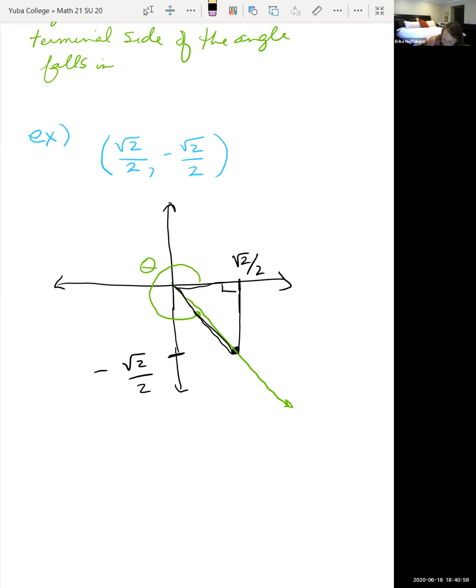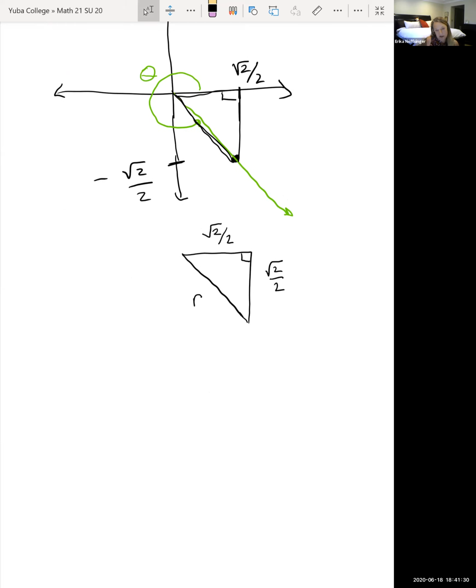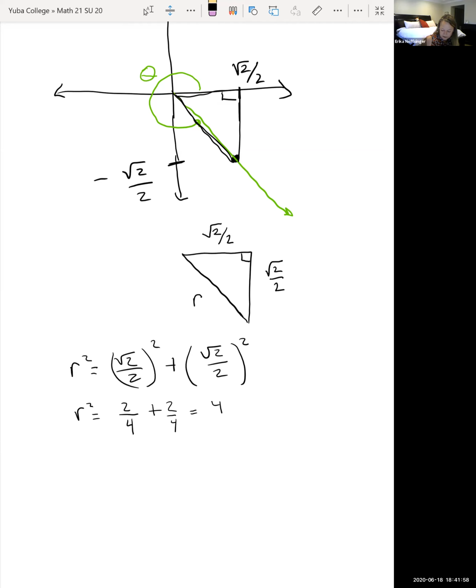Okay, so that triangle that we're looking at, we know the length of the upper side is root 2 over 2. We know this side is also root 2 over 2. And so we want to figure out what the hypotenuse is. You'll notice that they call this r in the book. So again, Pythagorean theorem. We know r squared is equal to root 2 over 2 quantity squared plus root 2 over 2 quantity squared. Well, square root of 2 squared is 2, all over 2 squared, which is 4. So we get 2 fourths plus 2 fourths is 4 fourths, which is just 1. So square root.